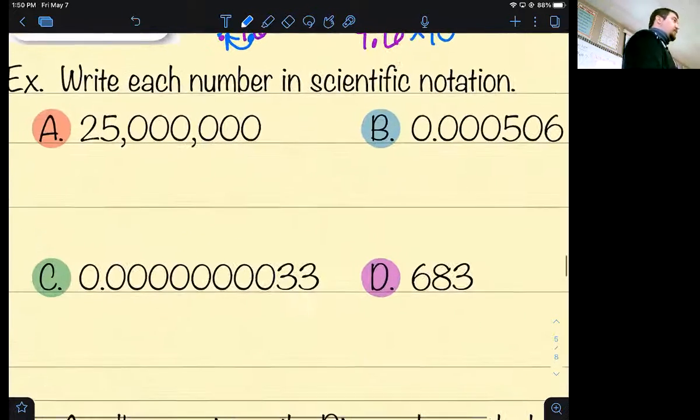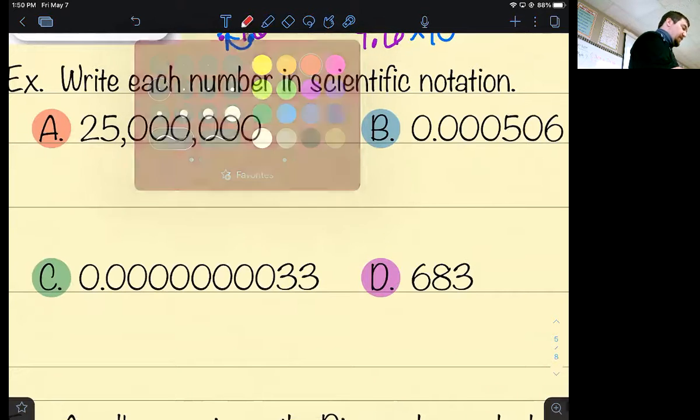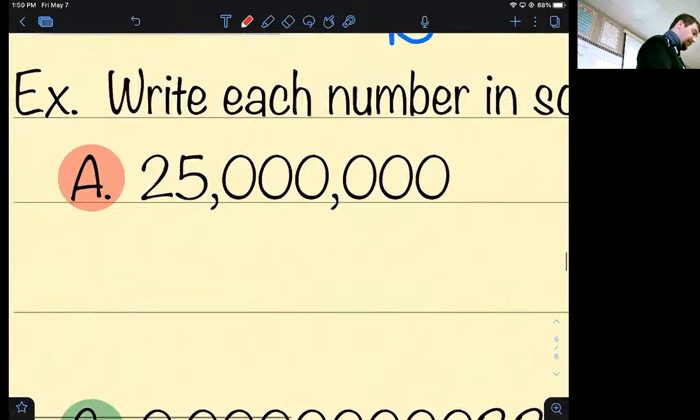Okay, so we're going to write these numbers in scientific notation. And Jace has volunteered. Nice job, Jace. Thanks for raising your hand and volunteering. Jace, what would this number be in scientific notation? It would be 2, 5.